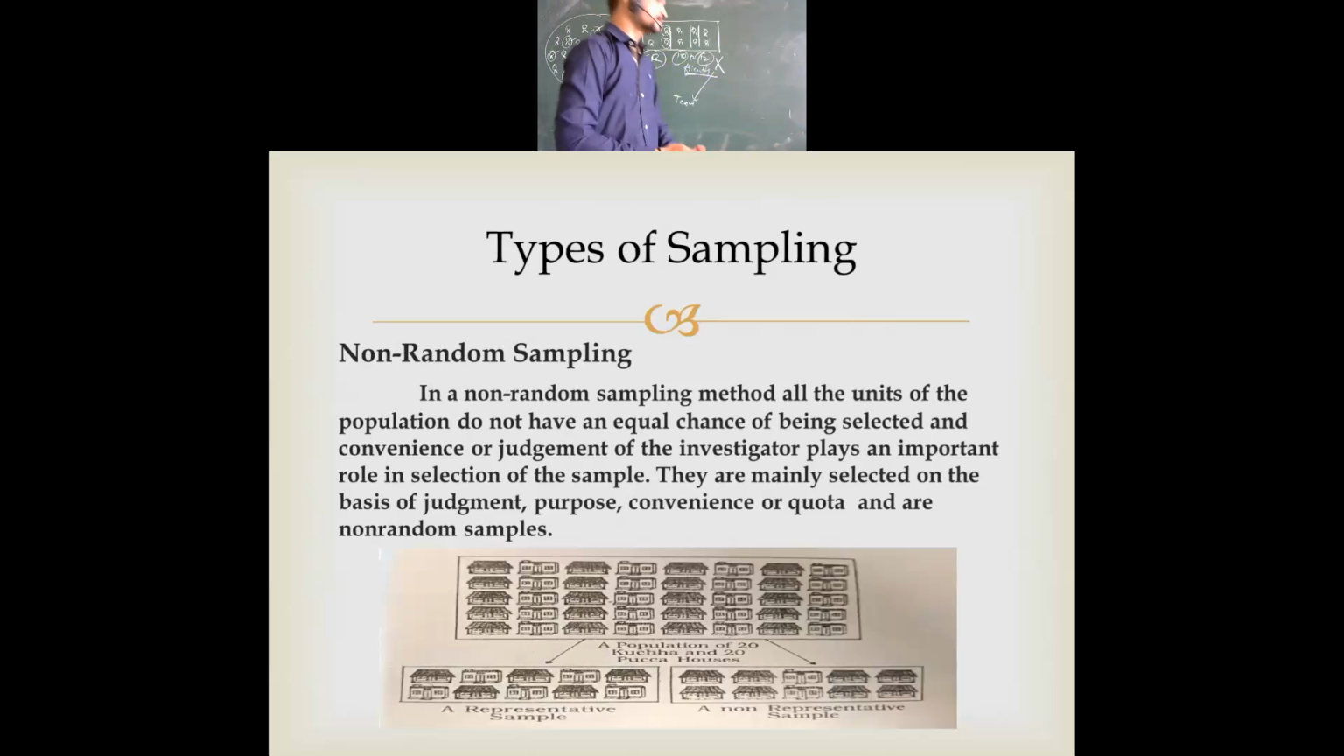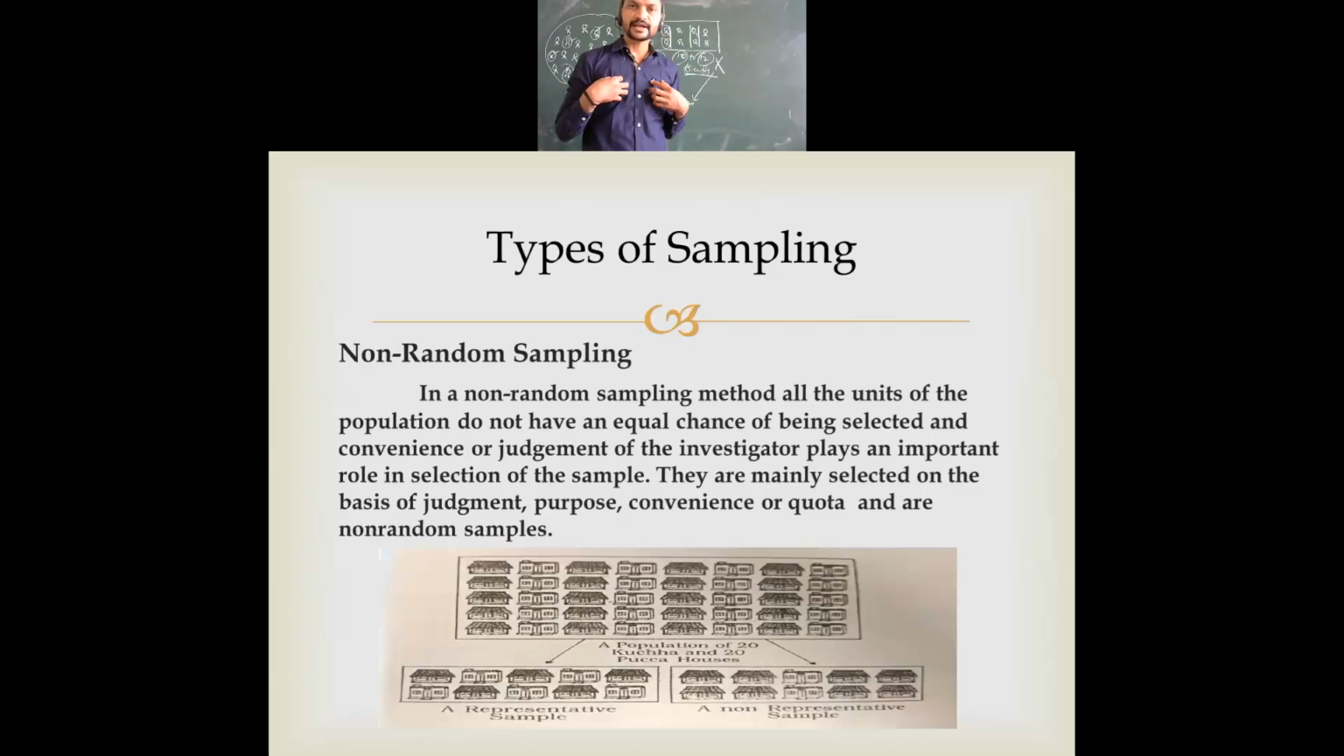Then here you can see. I will read one more time. Non-random sampling method, all the units of the population do not have equal chances of being selected. No one is going to have a chance to get selected. Whichever is nearer to you or closer to you, that only you will be selecting. In this way, if the information is collected, it is under non-random sampling. Then convenience: the nearer person is there, I will select him. That is convenience. And judgment of the investigator plays an important role to select the samples.